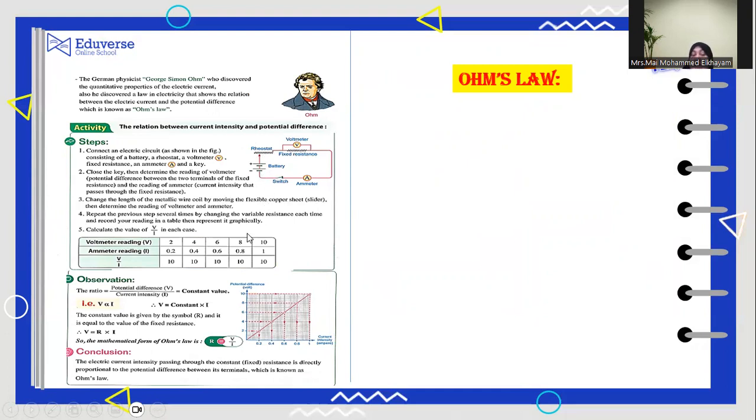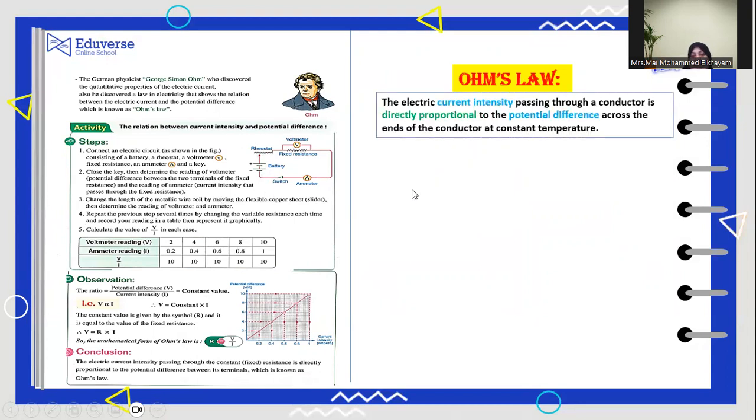He used this activity to guess about this law, which says that the electric current intensity passing through a constant fixed resistance is directly proportional to the potential difference when temperature is constant. So the current intensity is directly proportional to the potential difference.